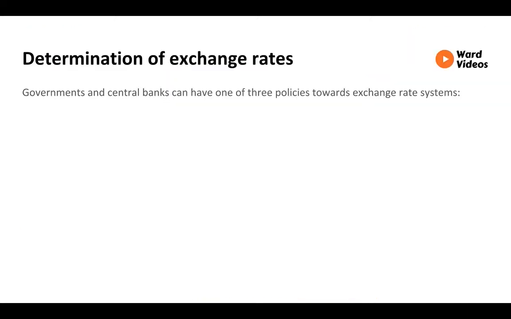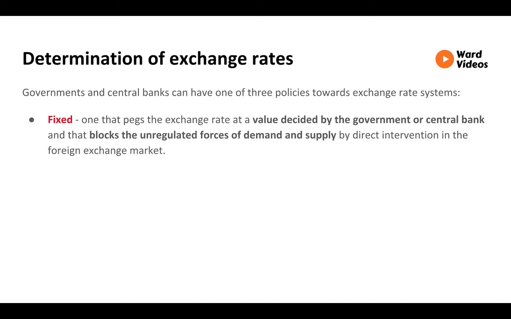Governments and central banks can have one of three policies towards the exchange rate systems. They can have a fixed exchange rate. That is one that pegs the exchange rate at a value decided by the government or central bank, and that blocks the unregulated forces of demand and supply by direct intervention in the foreign exchange market. This system requires the central bank to hold large volumes of foreign reserves, i.e. other countries' currencies, to allow them to buy and sell, and this is expensive. However, it does allow certainty about the immediate short-term value, which assists imports and exports.